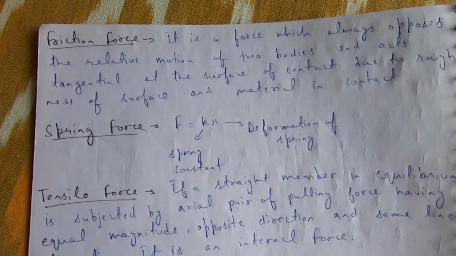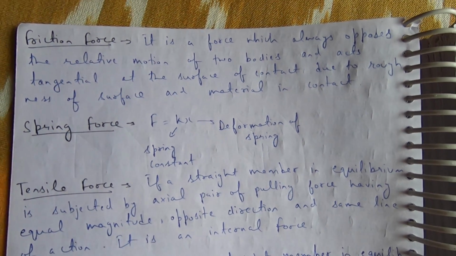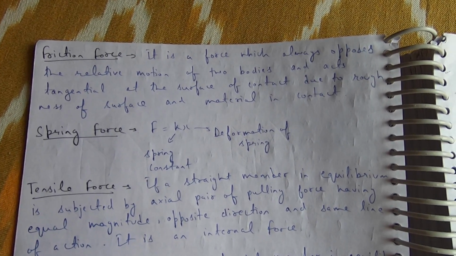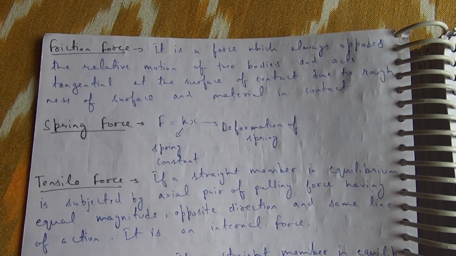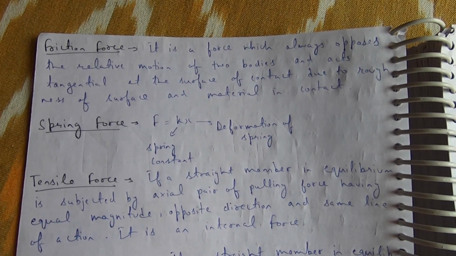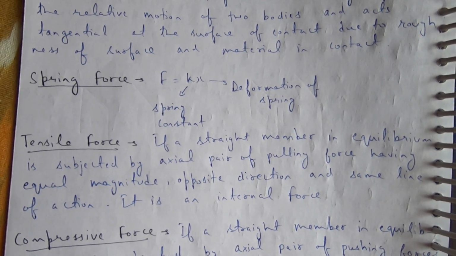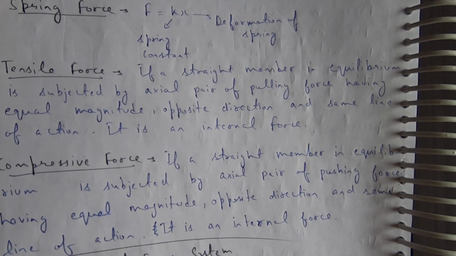Friction force: it is the force which always opposes the relative motion of two bodies and acts tangential at the surface of contact due to roughness of surface and material in contact. Spring force: F is equal to kx, where k is the spring constant and x is the deformation of the spring.